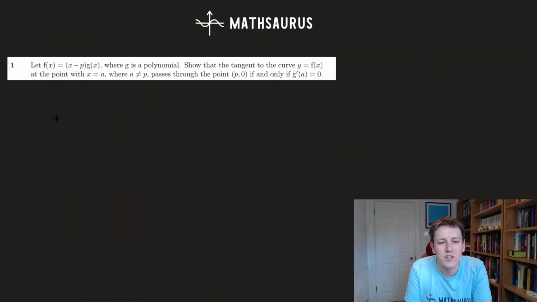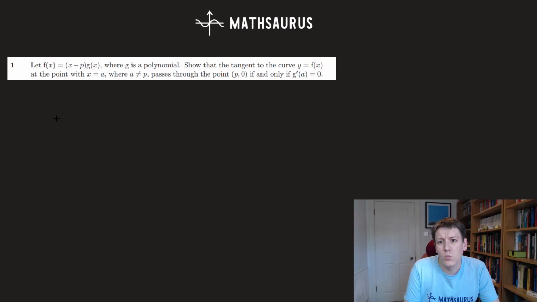So the first part of the question gives us a function f of x, which is x minus p multiplied by another polynomial g, and we want to show the tangent to the curve at x equals a passes through this point p0 if and only if g prime of a is 0. So it looks like we've got a fairly algebraic question here, and we just have to try and follow our instincts and try to do the algebra as efficiently as possible.